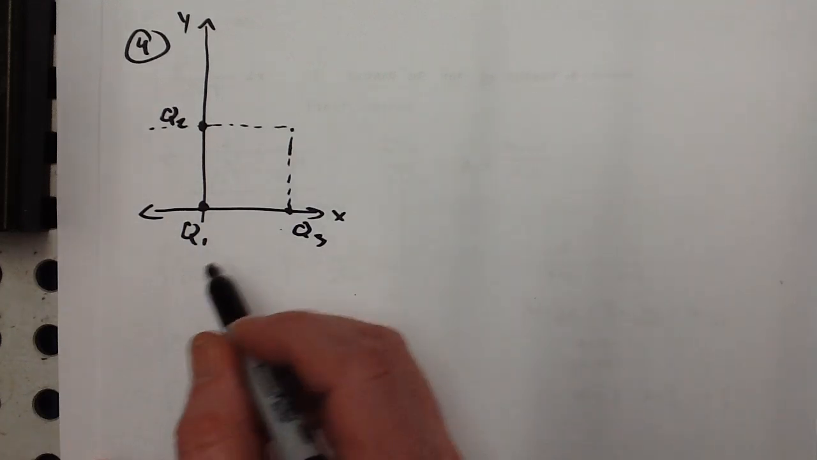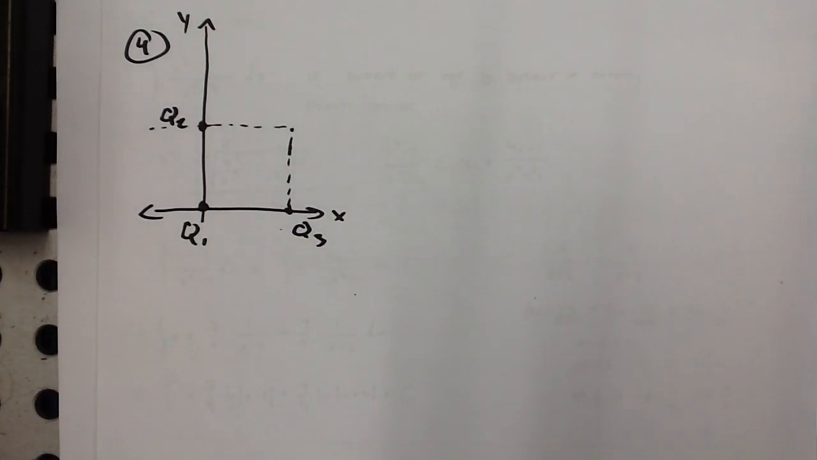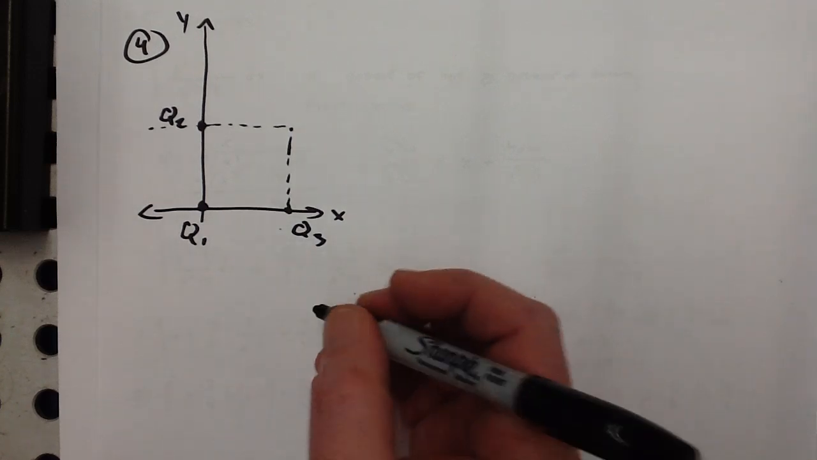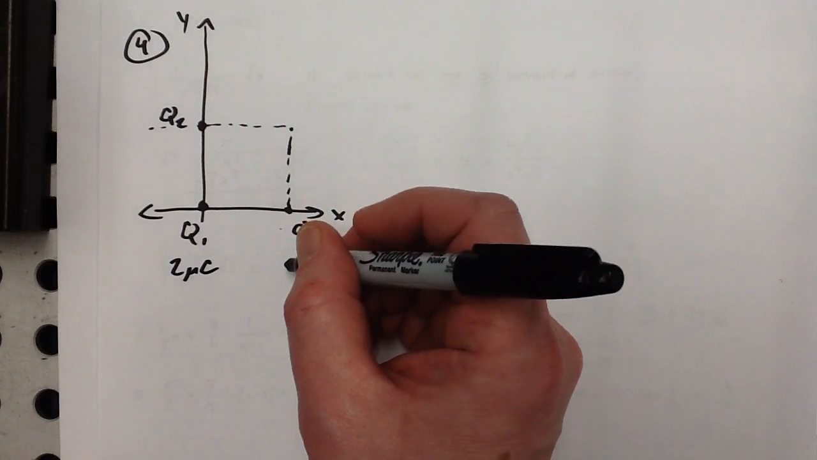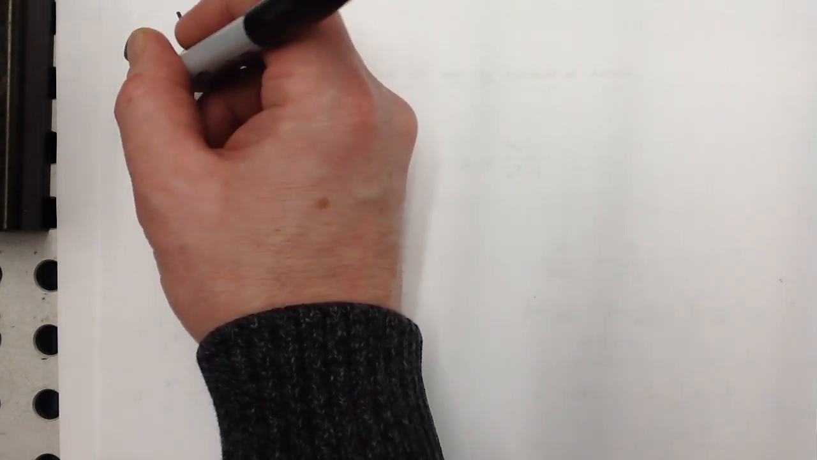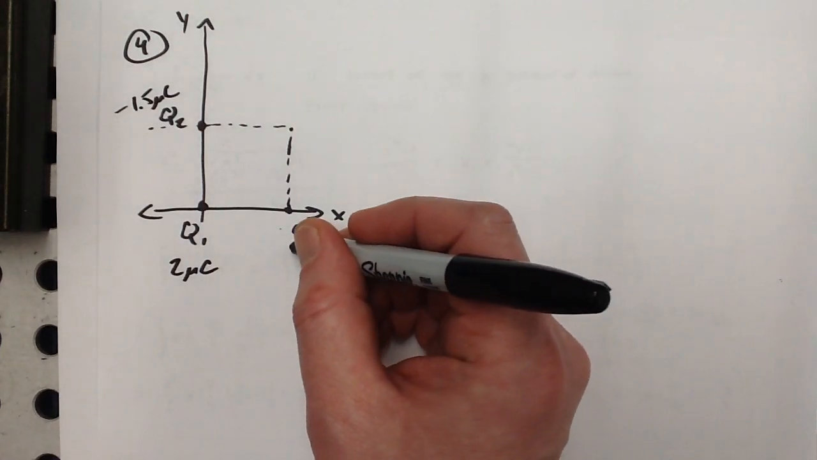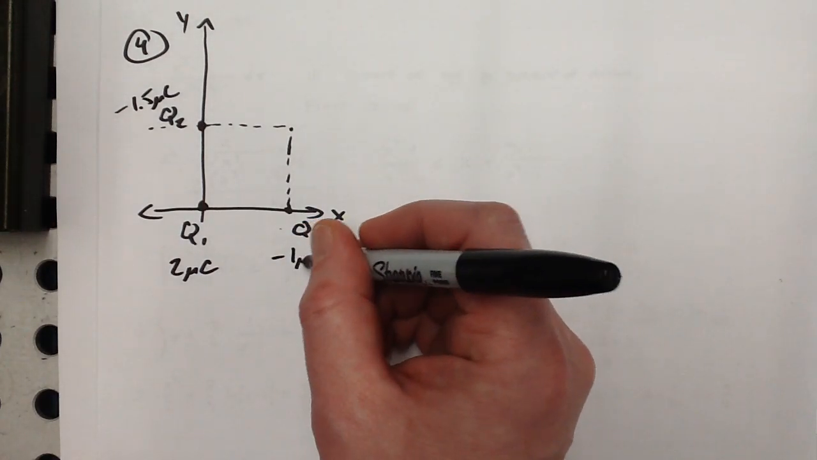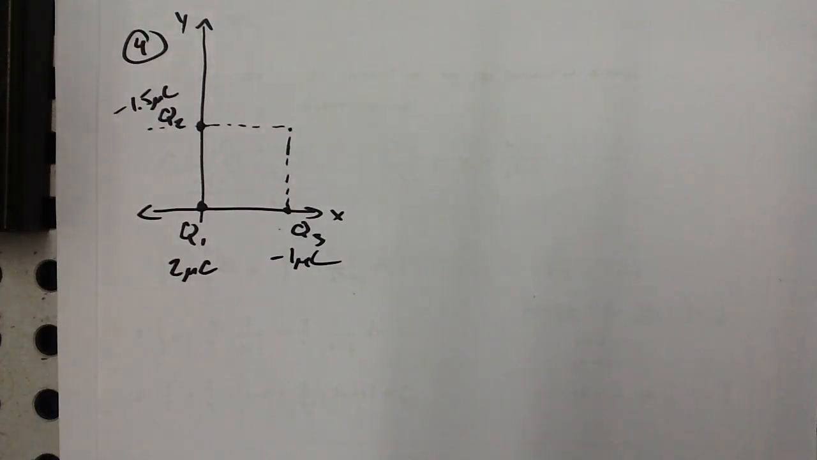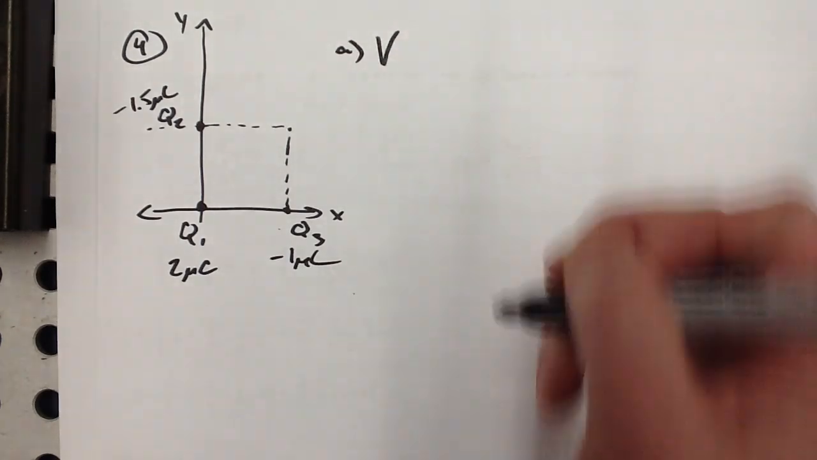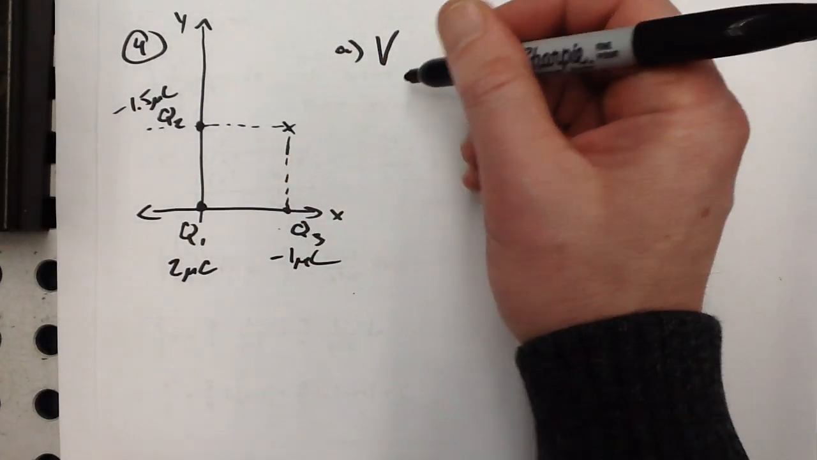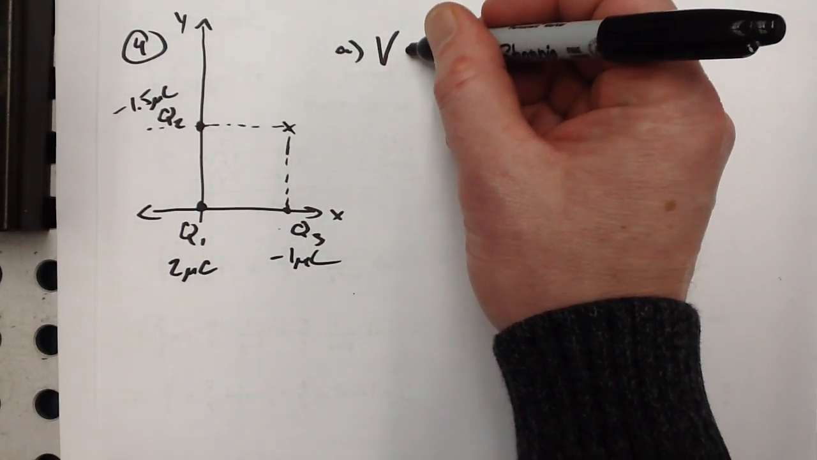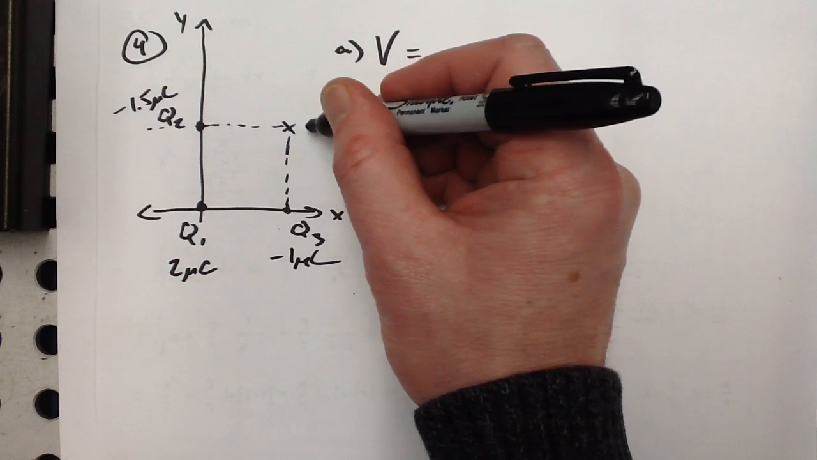What are their charges? This one is 2 microcoulombs. This one is negative 1.5 microcoulombs, and this one is negative 1 microcoulomb. Okay, so in the first part, we're interested in finding the total electric potential at this location right here, the unoccupied corner of that square. So let's call this position A.